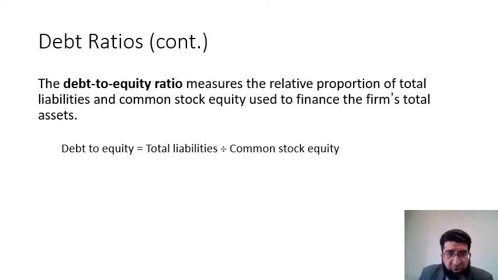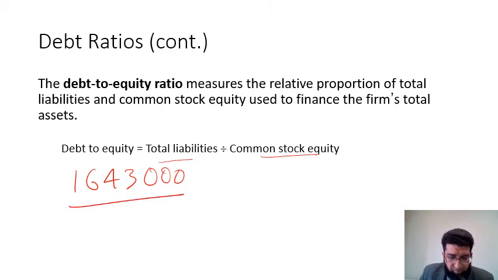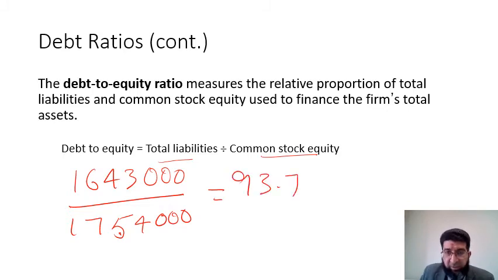So debt to equity ratio, total liabilities divided by common stock equity. For the XYZ company, we have 1643 over 1754, and that comes out to be 93.7%.